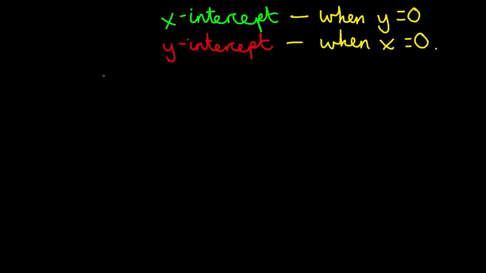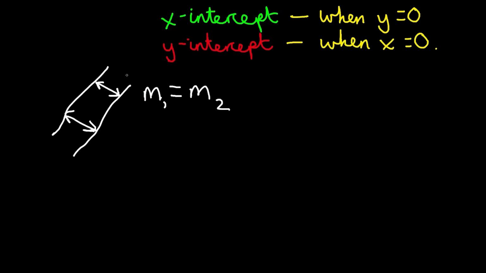Now, 2 parallel lines are lines that are equidistant from each other at all points along their distance. That means the gradient m for each line is equal to each other. So m sub 1 for this line, and m sub 2 for this line, these gradients are the same.